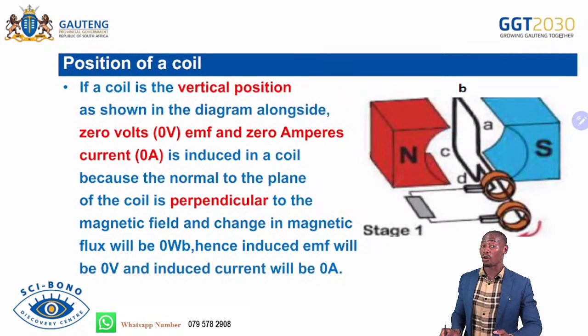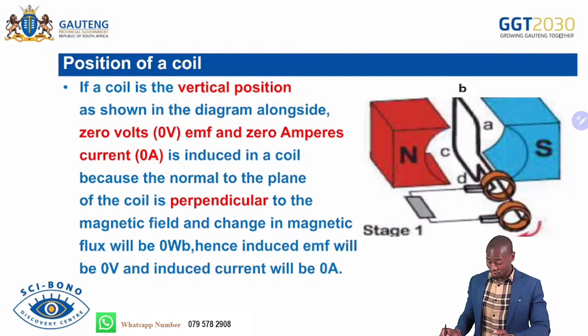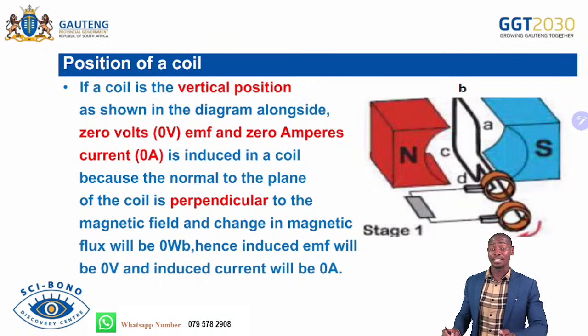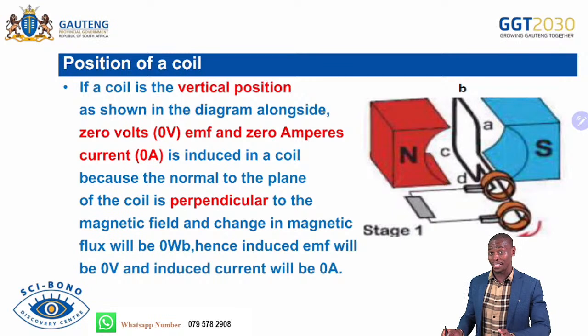Then the position of a coil. If you check this diagram, the coil is in the vertical position. As shown in the diagram alongside, zero EMF is induced in that coil. If EMF is zero, even the current will be 0 amperes, right? So if the coil is in the vertical position, learners, you must know that there's no EMF induced in that coil, as you can see in this diagram.